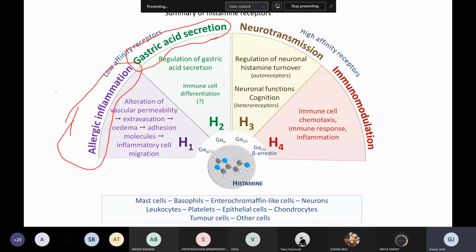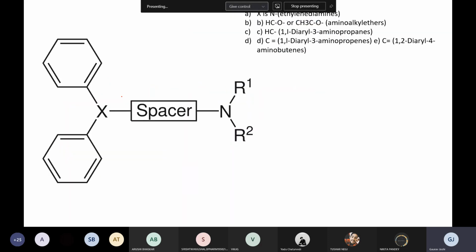So if we want to target allergic inflammation, what do we have to do? We have to block the H1 receptors. If we want to block the HCl release in the stomach, what do we have to do? We have to block the H2 receptor. This is the simple, general thing. Basically, the H2 receptor regulates gastric acid secretion and the H1 receptor increases vascular permeability.